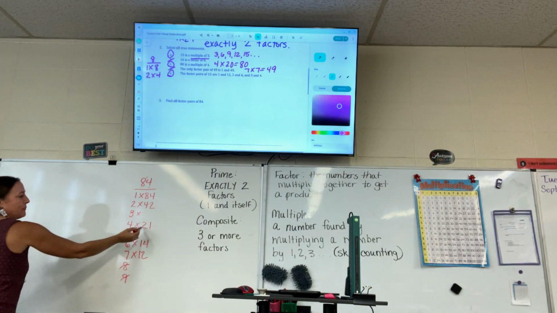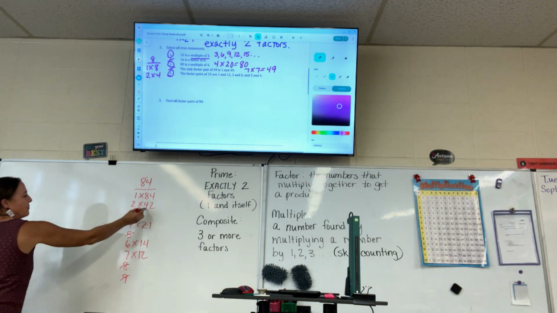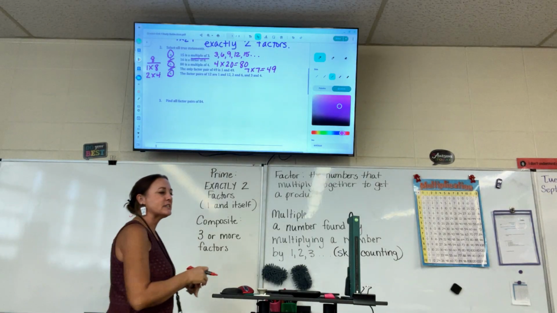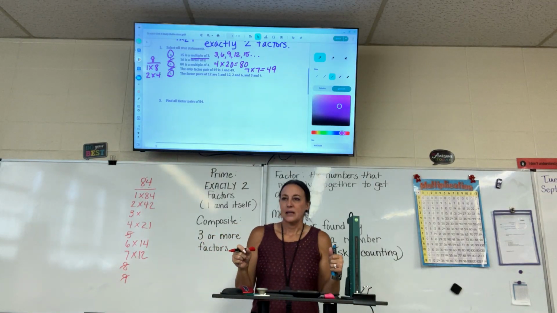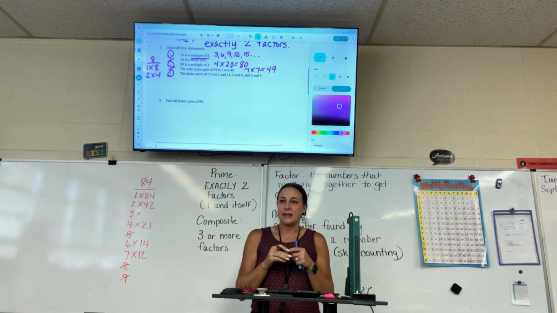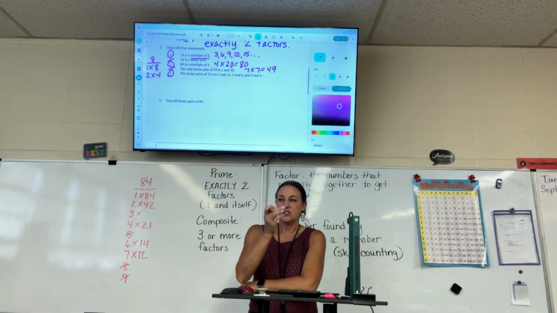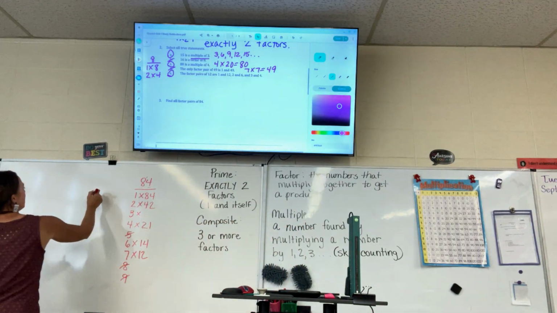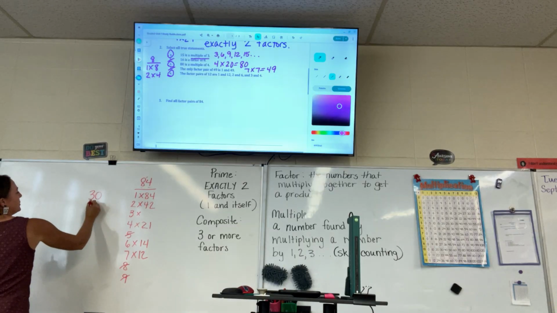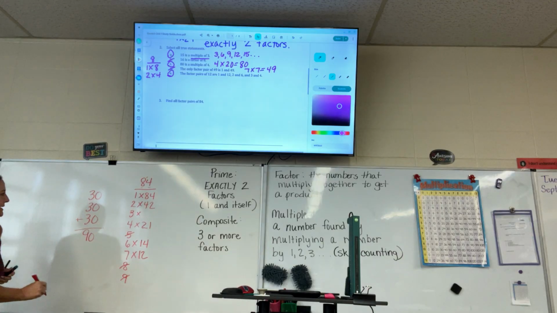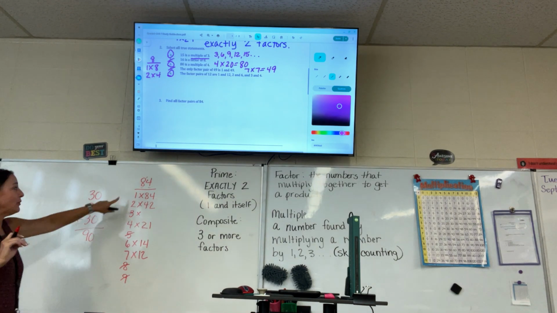So I know it's going to be bigger than 21, but smaller than 42. So what number do you want to try? 3 groups of this number equals 84. Jack, what do you think? Let's just try 30. So if we do 3 groups of 30, 30 plus 30 plus 30, what does that equal? 90. So 30 is a little bit too big, because we ended up at 90 and we want to get to 84.